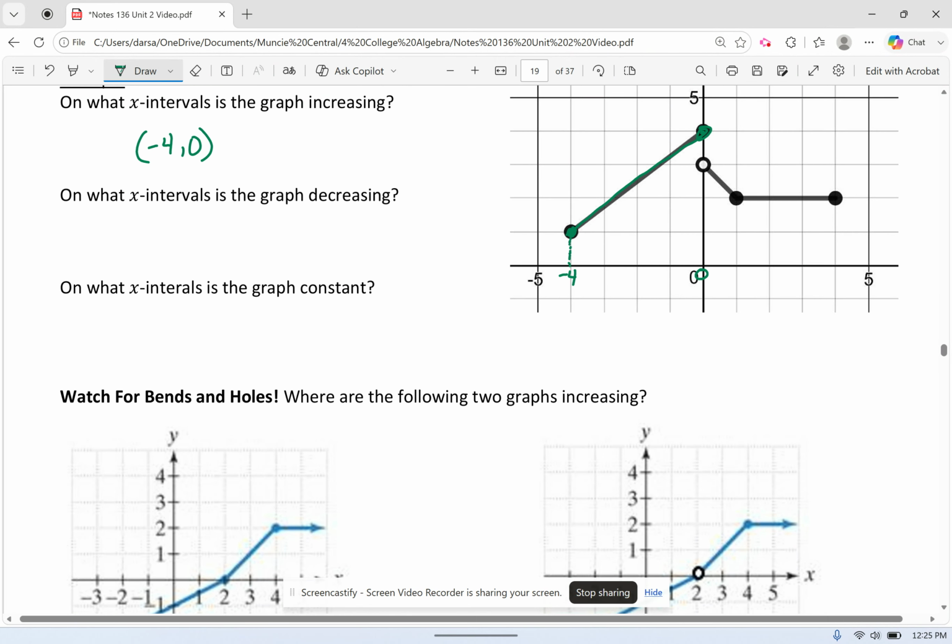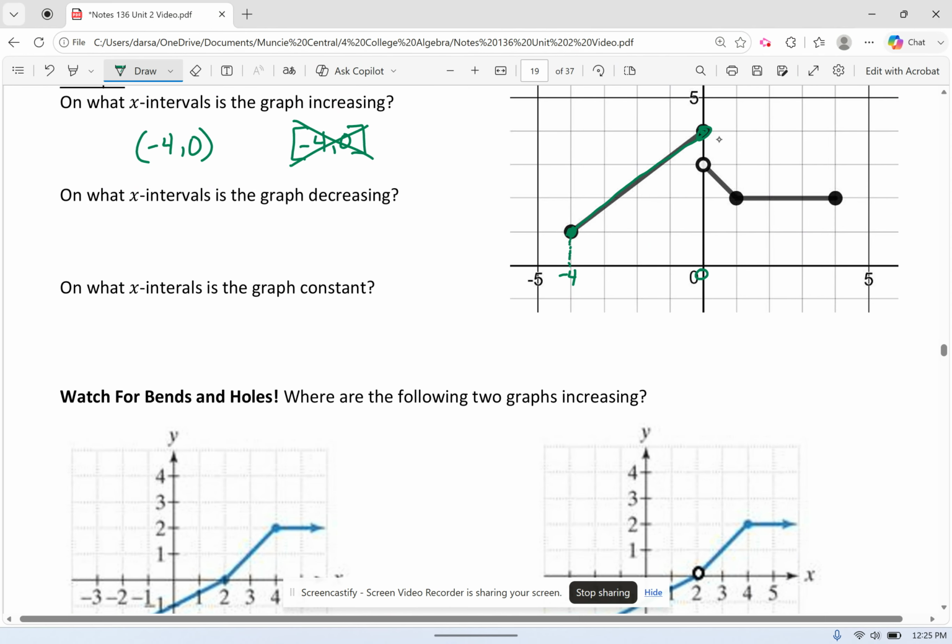However, if you did write your answer as -4 to 0 on an exam, Mrs. Hoffman would totally take that, but my open math isn't going to take that. So when we're reporting increasing, decreasing, constant, please always use parentheses.